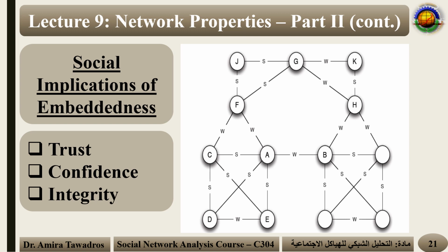Now we will discuss the social implication of the concept of embeddedness. In social networks, individuals who are connected with an embedded link tend to trust one another more and have confidence in the integrity of the transaction, either this transaction is social, economic, political, or any other form of transaction. So the embedded link is very important because it is used to build trust and confidence between people or between actors or nodes inside this social network.